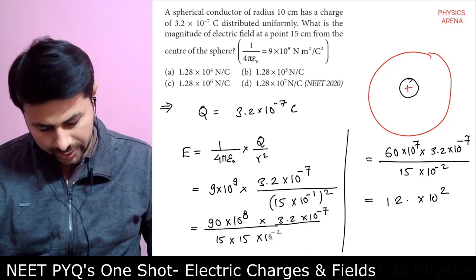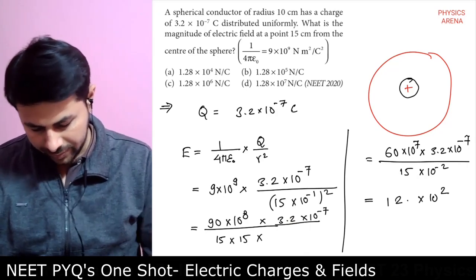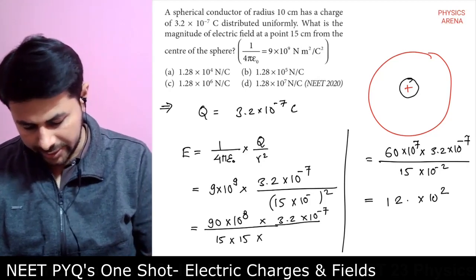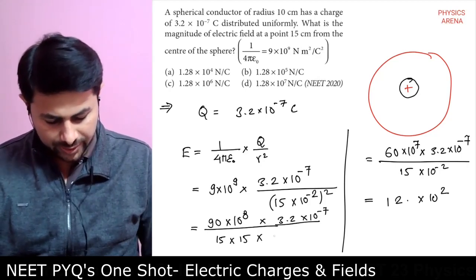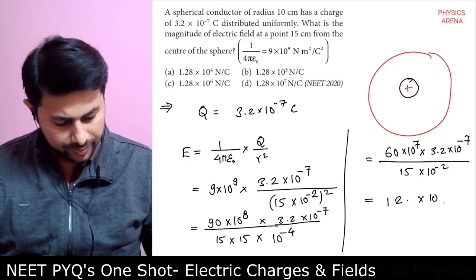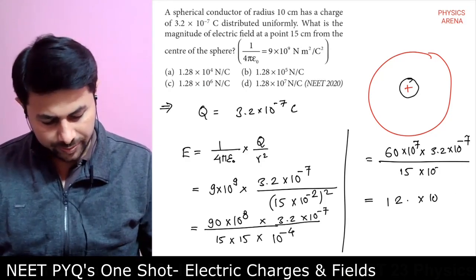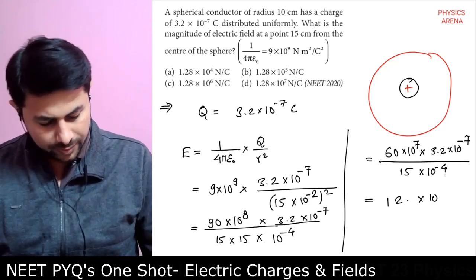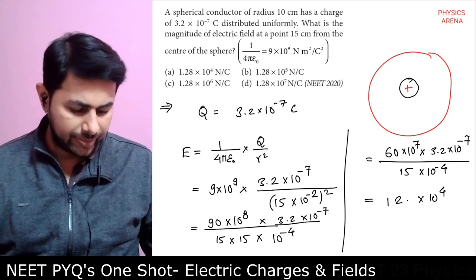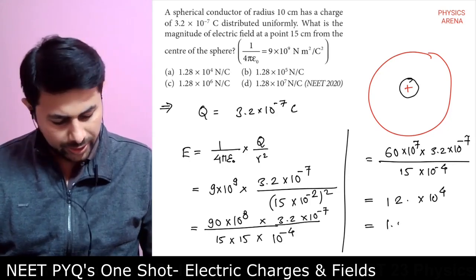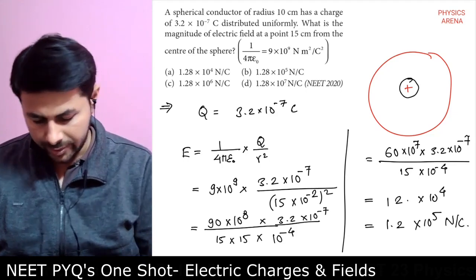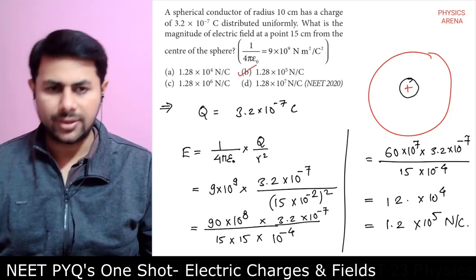Oh, this is centimeters, right? It is not 10 raised to minus 1. No, it's 10 raised to minus 2 in meters. This is 10 raised to minus 4. If you take it to the numerator, it becomes 10 raised to plus 4. Okay, I'm sorry. So it is 12 multiplied by 10 raised to 4. That is 1.2 multiplied by 10 raised to 5 newtons per coulomb. It is option B, the answer.